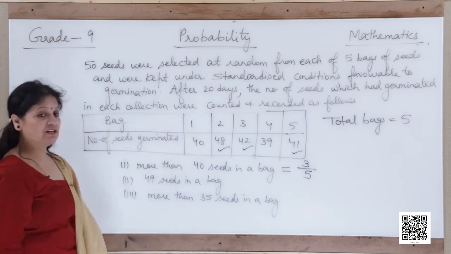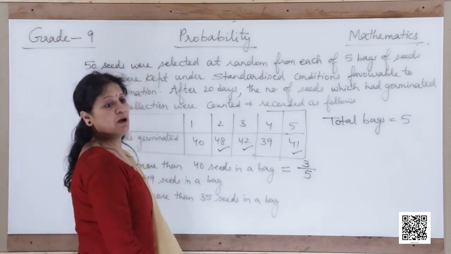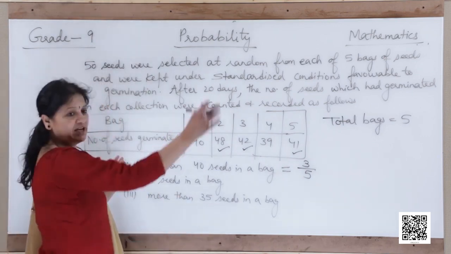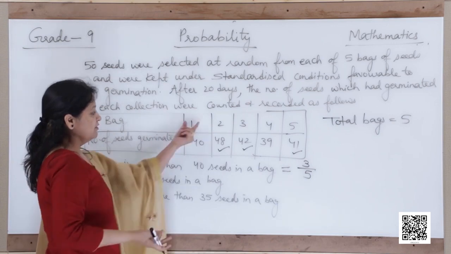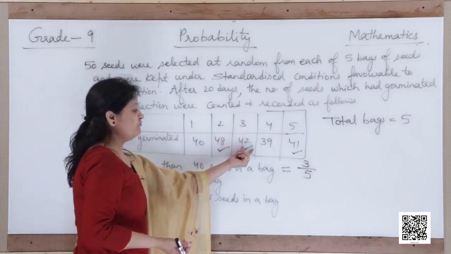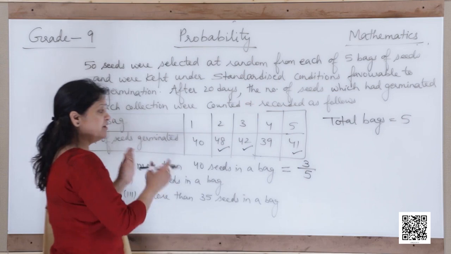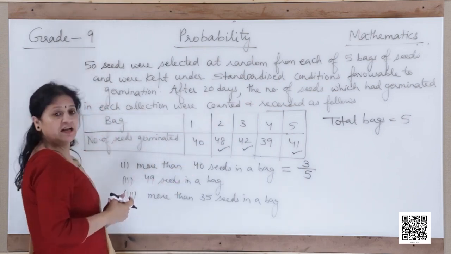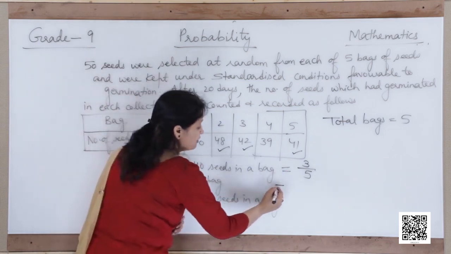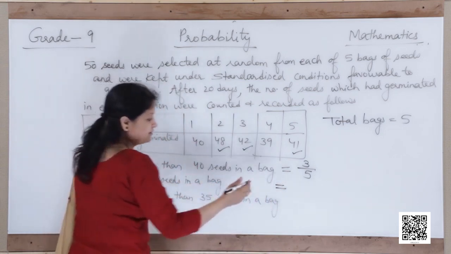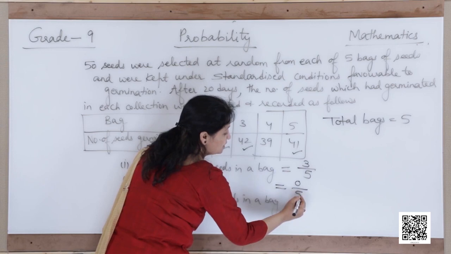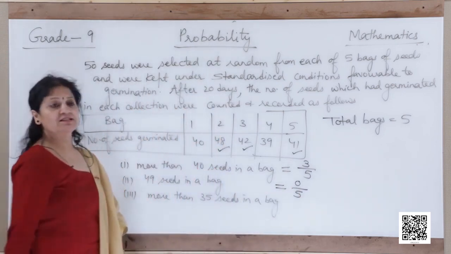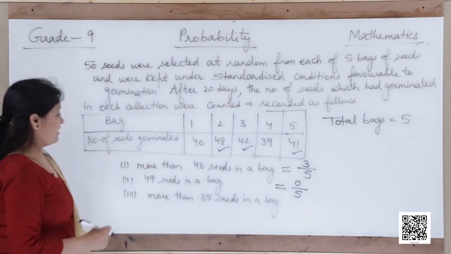Now the second part, they have asked 49 seeds in a bag. So in how many bags do we have 49 seeds? Please check. First bag 40, then 48, then 42, 39 and 41. We have seen that in none of the bags do we have 49 seeds. So what is the favorable outcome for this? No bag, that means 0 bags, upon total 5. So the probability in this case is 0 by 5.